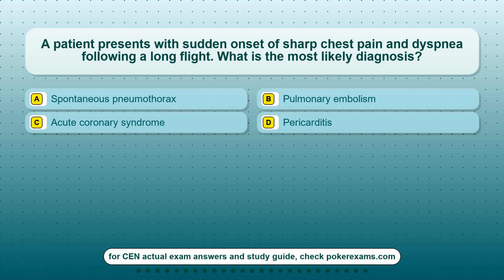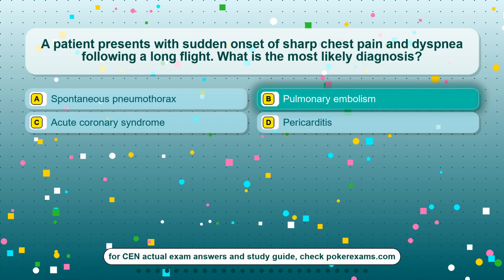Question 1. A patient presents with sudden onset of sharp chest pain and dyspnea following a long flight. What is the most likely diagnosis? Option A. Spontaneous pneumothorax. Option B. Pulmonary embolism. Option C. Acute coronary syndrome. Option D. Pericarditis.